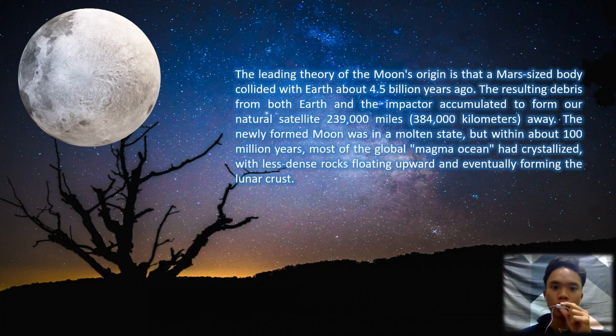The leading theory of the moon's origin is that a Mars-sized body collided with Earth about 4.5 billion years ago. The resulting debris from both Earth and the impactor accumulated to form our natural satellite 239,000 miles away. The newly formed moon was in a molten state, but within about 100 million years, most of the global magma ocean had crystallized, with less dense rocks floating upward and eventually forming the lunar crust.